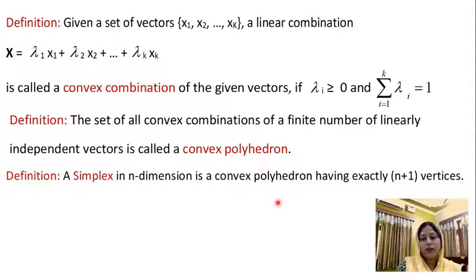In 0 dimensions, it is a point. In 1 dimension, it is a line segment. In 2 dimensions, it's a triangle. In 3 dimensions, it's a tetrahedron, and so on.